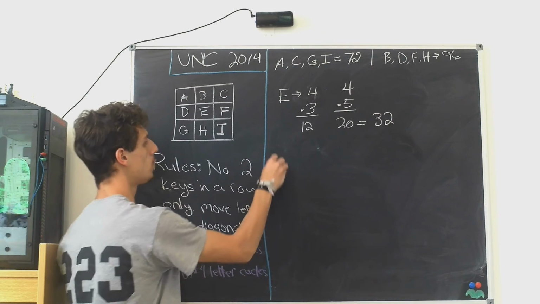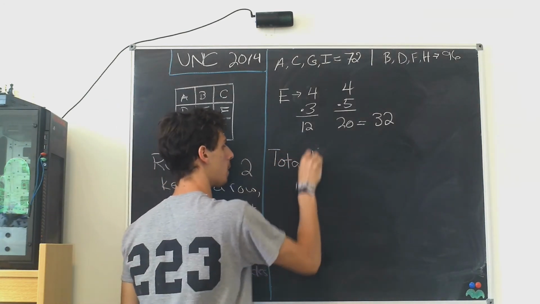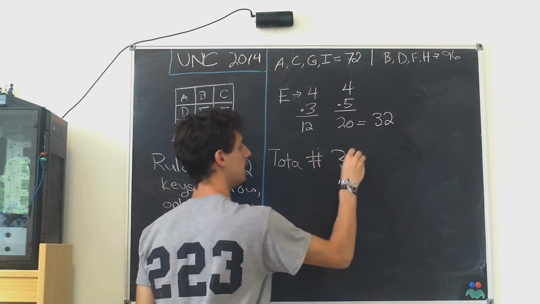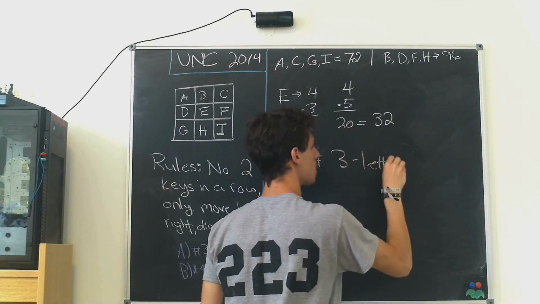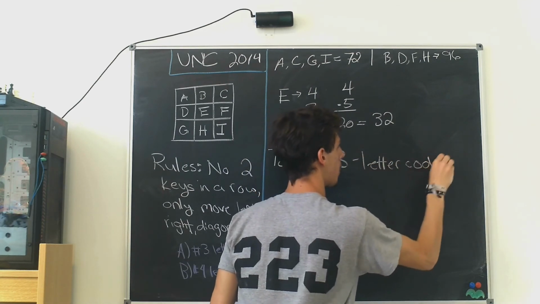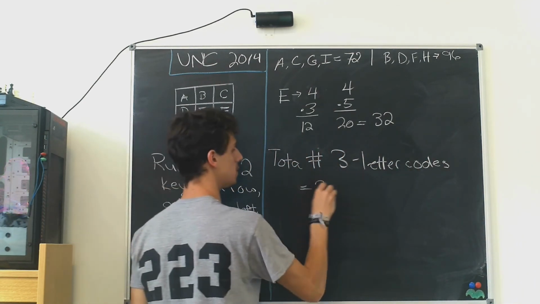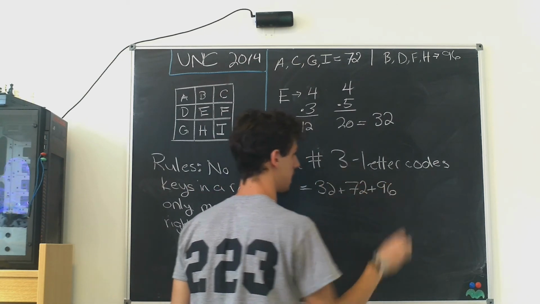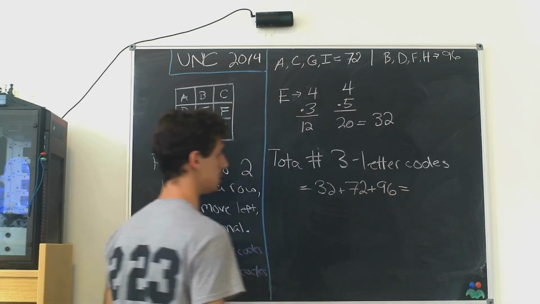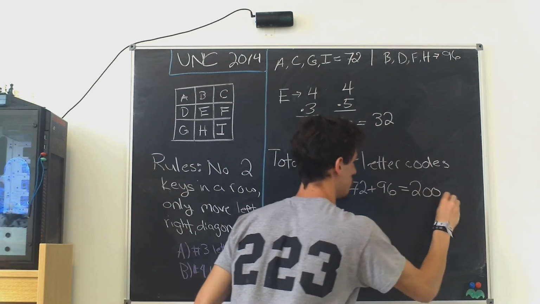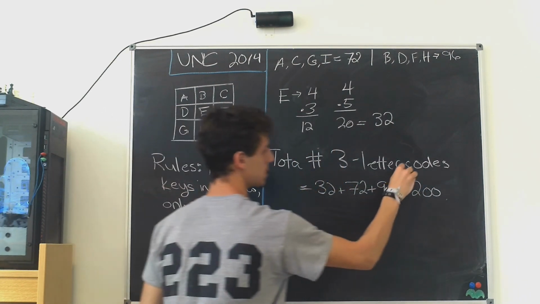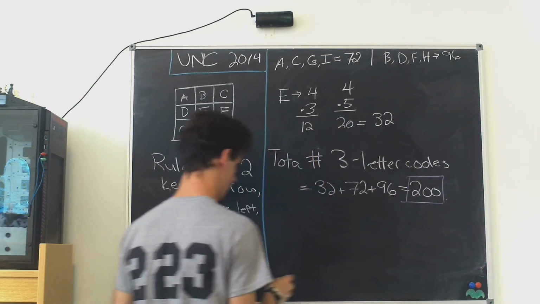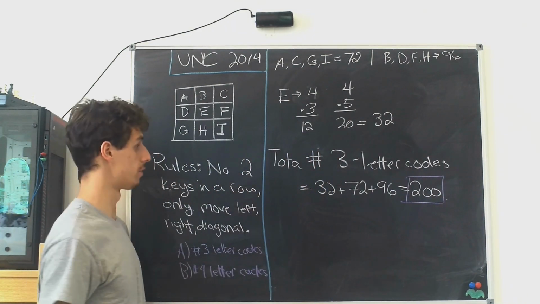So the total number of 3-letter codes is equal to 32 plus 72 plus 96. And that's equal to 200. So this is our answer to part A, the number of 3-letter codes.